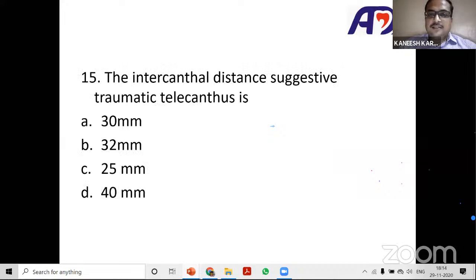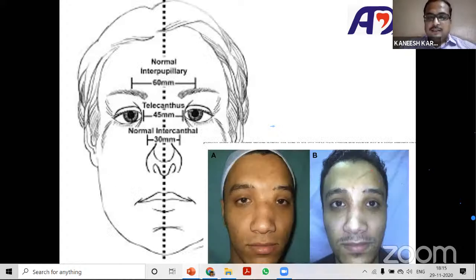The intercanthal distance suggestive of traumatic telecanthus is, yes, correct. It is 40 mm. So traumatic telecanthus is because of the naso-orbital ethmoid fractures that has a traumatic telecanthus. Telecanthus is the distance between the medial canthus of the left and right eyes. If it is more than 40 mm, then there is a traumatic telecanthus.